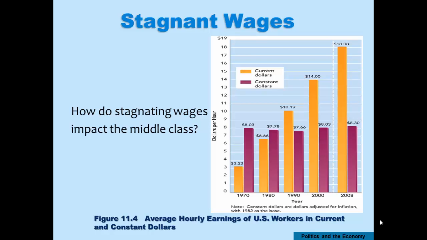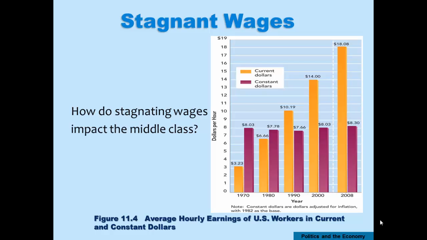While it might seem that the increase in white collar workers might increase the overall economic level of workers, it doesn't seem to be that way. Here are the average hourly earnings of U.S. workers between 1970 and 2008 in constant and current dollars. In other words, current dollars meaning how much you're making right now, but compared to a figure that was set, I believe, let's see, 1982 is the base for the constant dollars, it says.